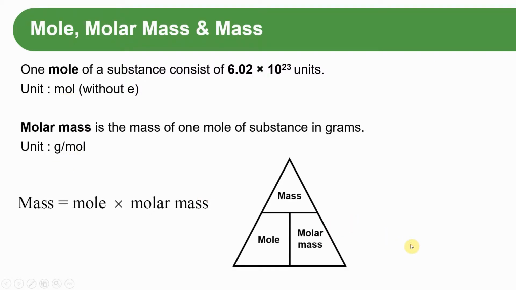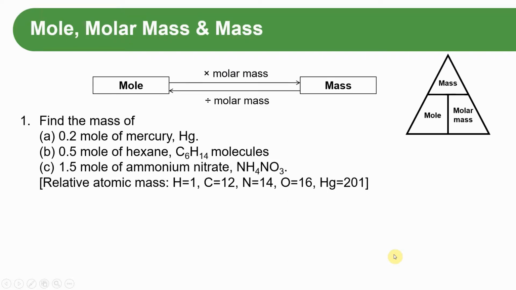We can also have this simple triangle to help us. Mole multiplied by molar mass, we get mass. Or if we want to find mole, we can divide mass by molar mass. Now let's look at some examples. To find mass, when we are given mole, we need to multiply by molar mass. From mole to mass, we multiply by molar mass. So I would like you to pause the video for a while to find the mass of these substances by first calculating the molar mass.